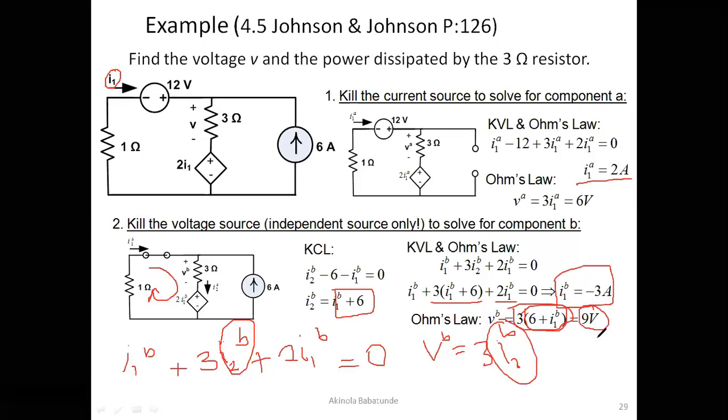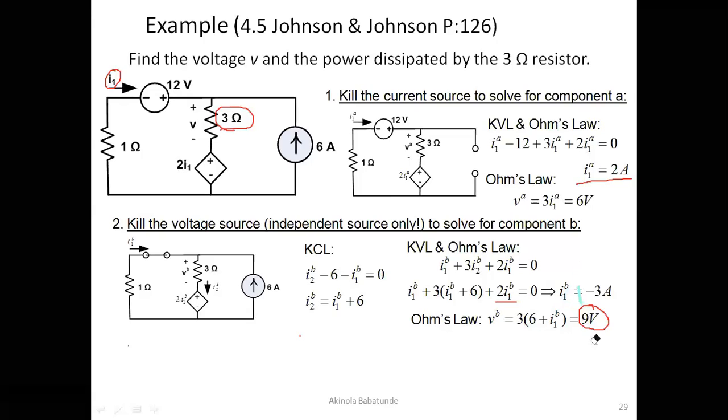We are looking for the power. So since we know the resistance attached to this V, and we know this V, it becomes very easy to find the power. If we know resistance and we know voltage, the easiest formula to use to find power would be V squared over R. That would be the easiest formula to use to find power.